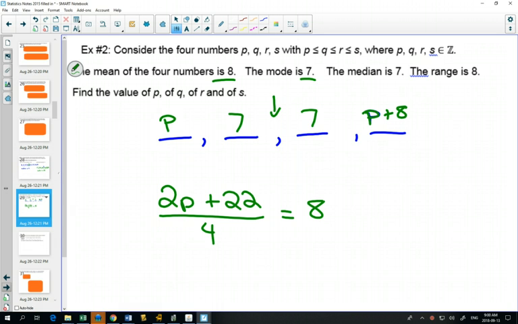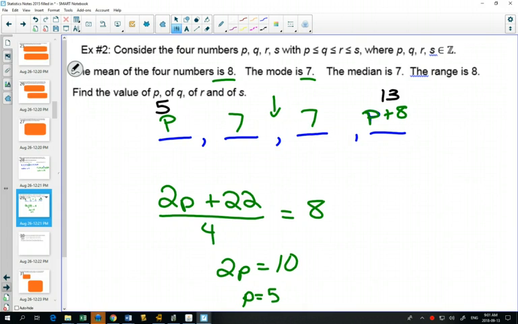From here, you can multiply both sides by 4, get 32, and subtract the 22. You get 2P equals 10, which tells us that P is equal to 5. So we know this one is 5, and that one is 13. So it's nice to see the algebra.